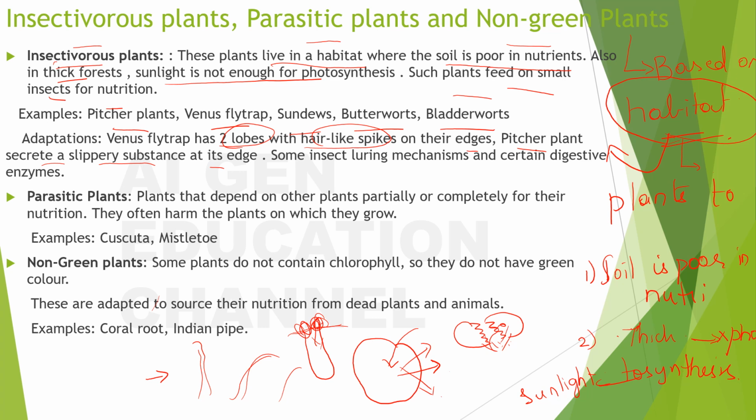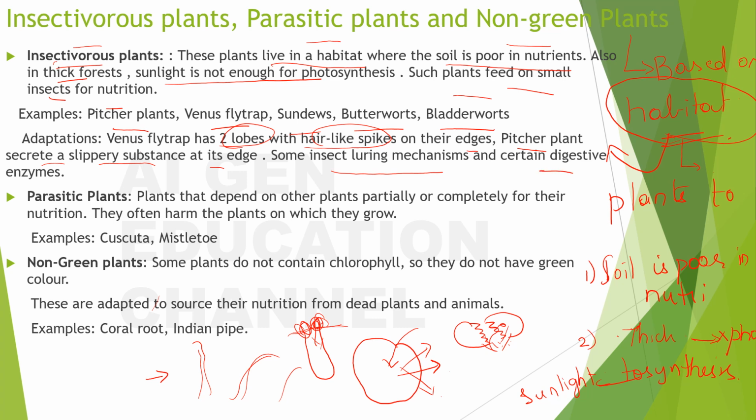And some other aspects is that some plants will have some luring mechanisms, okay? So something has to attract the insect, right? Insects don't know that they can get food here. No, they will go there when there is some luring mechanism, when there is some sweet smell or something like that. Then the insects get attracted. When there are a lot of colors, then the insects will get attracted to that, right? So they will have some luring mechanisms and certain digestive enzymes.